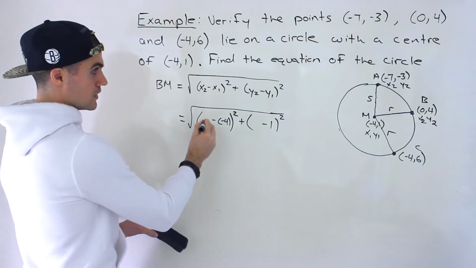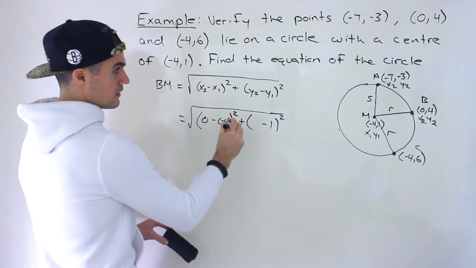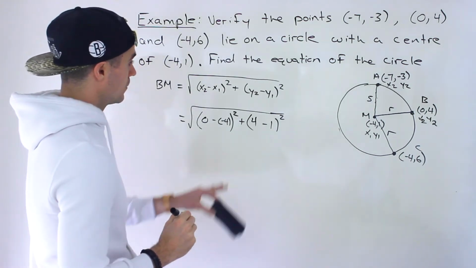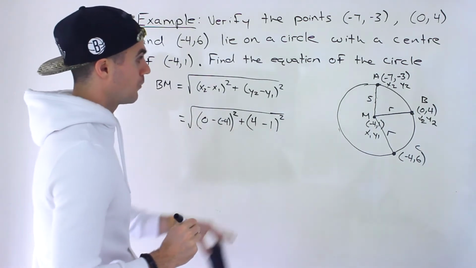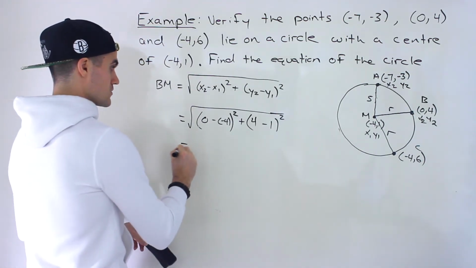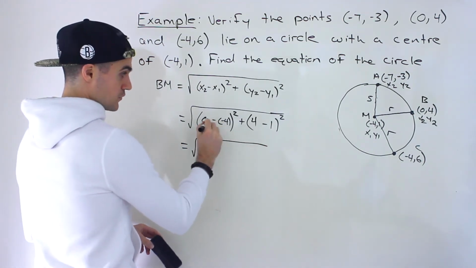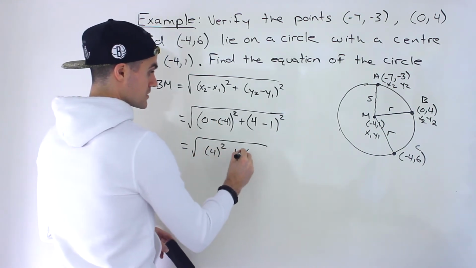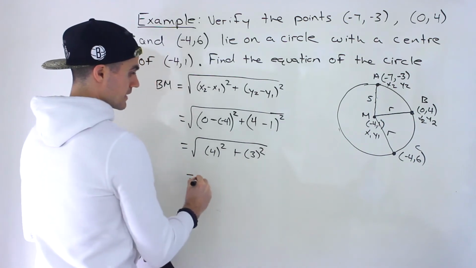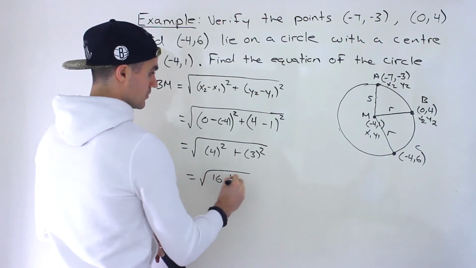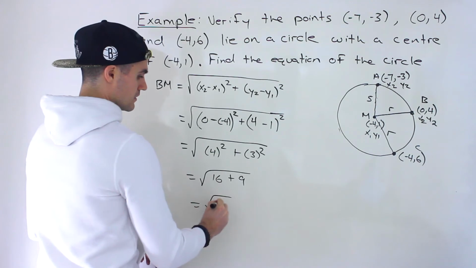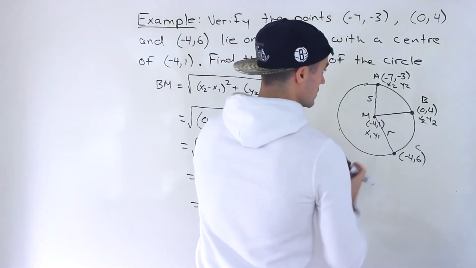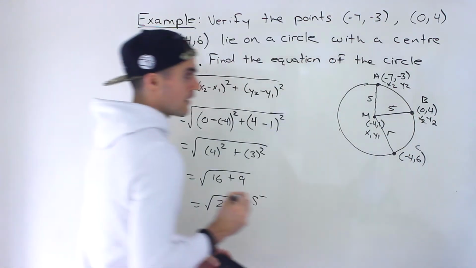So we'd have 0 over here, the y2 would be 4, right? And then the x1, the y1 are the same thing. So this would end up being 0 plus 4, right? The two negatives turn into a positive, so we'd have positive 4 squared plus 3 squared. What does that give us? 16 plus 9, root 25, which is 5. So this here is also 5.